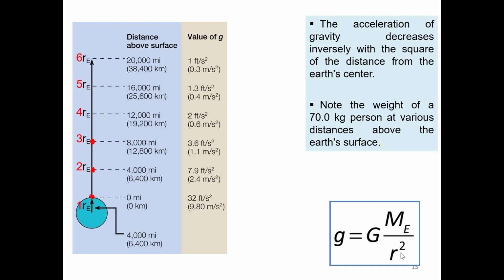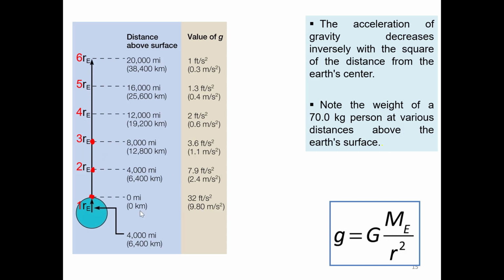Also, we know from this equation that the acceleration of gravity decreases inversely with the square of the distance. These two quantities are inversely proportional. And this is why, if the distance increases, the G value, the acceleration of gravity, decreases, because the relation is inverse. And if the distance or the radius increases, then the acceleration of gravity decreases.